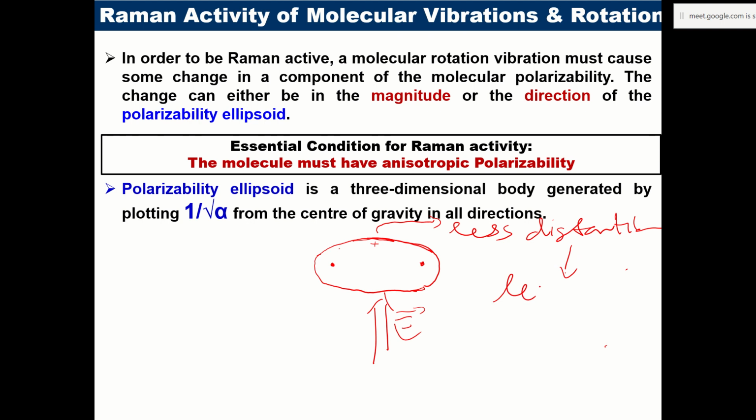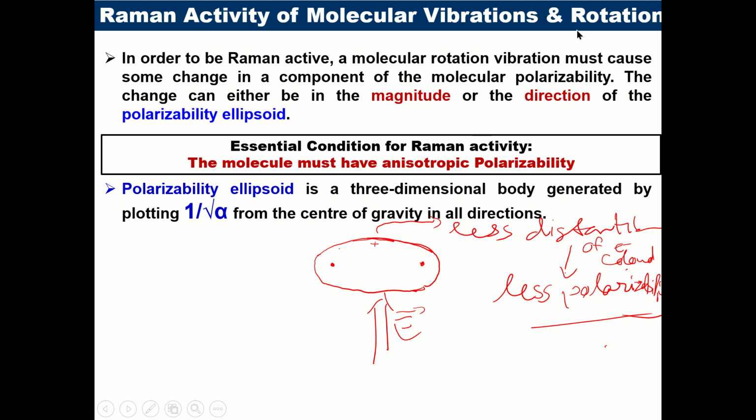We say that less distortion of electron cloud, right? Because there are not enough electrons in this direction, so less polarizability. And this is what we mean by saying that we have anisotropic polarizability in hydrogen molecule. So that is an essential condition for a molecule to be Raman active.